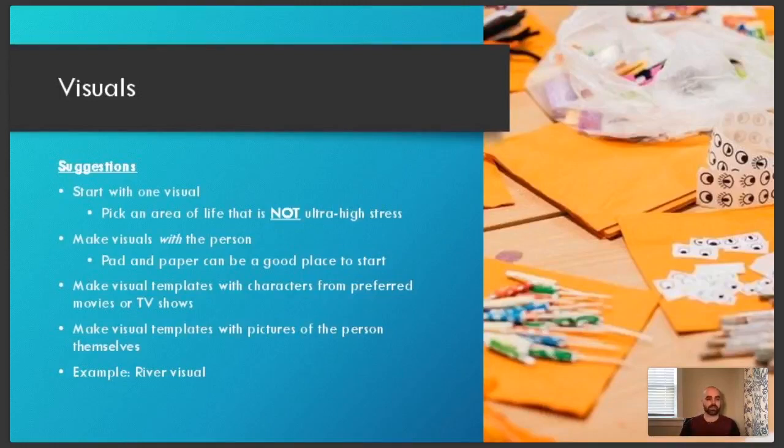We want to make visuals as much as possible with the person. Maybe they're artistic, right? Maybe they want to have a buy-in or a say in how the visuals should work. So not just what it looks like, but how it can actually work in the moment. We want to consider making visuals that have characters from TV shows that the person likes, or from media that they enjoy. Or sometimes using pictures of the person themselves. There are so many types of visuals.